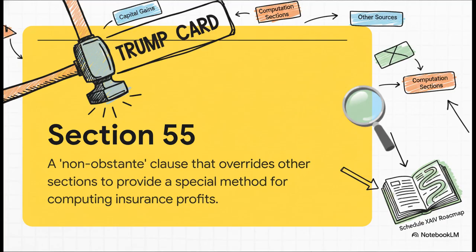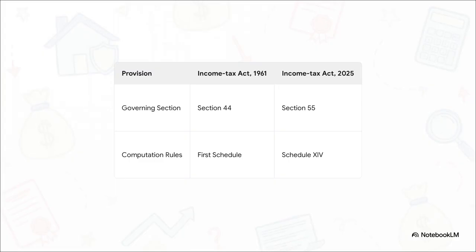Now, in legal terms, that's called a non-obstante clause. But what does that really mean? It's a trump card. It says, hey, forget about the other computation sections for things like capital gains or other income sources. When it comes to insurance, you follow only this specific roadmap, and that roadmap is laid out in Schedule 14.